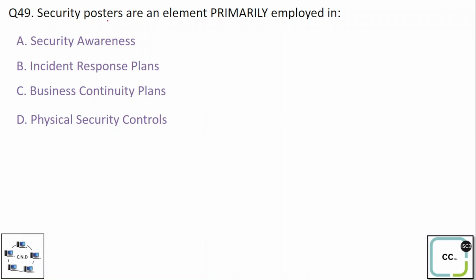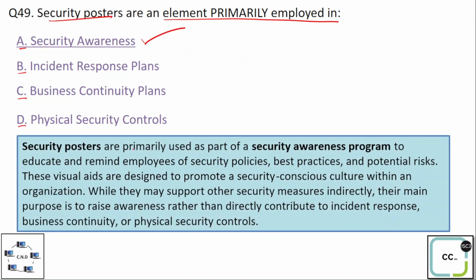Question number 49. Security posters are an element primarily implied in, and the options are option A, security awareness, option B, incident response plans, option C, business continuity plans, and option D, physical security controls. And the correct option is option A, security awareness.